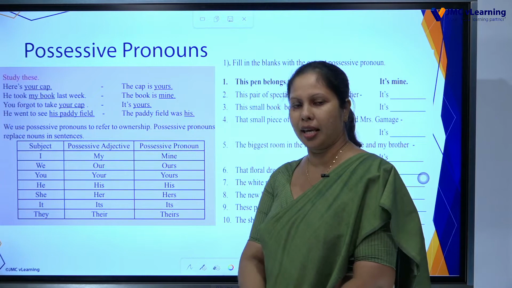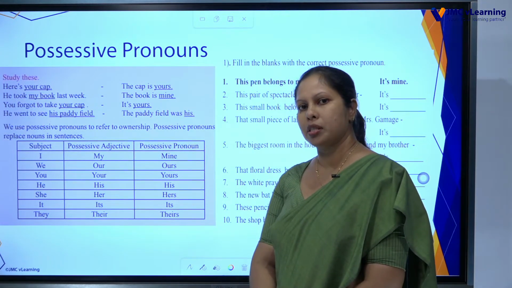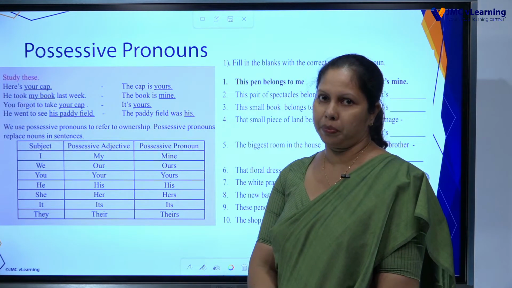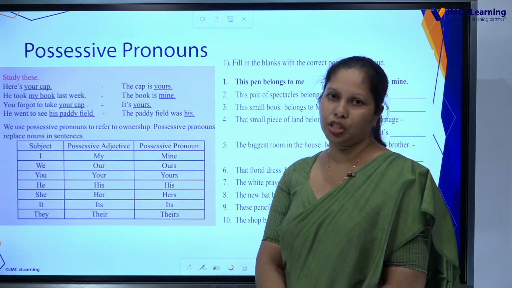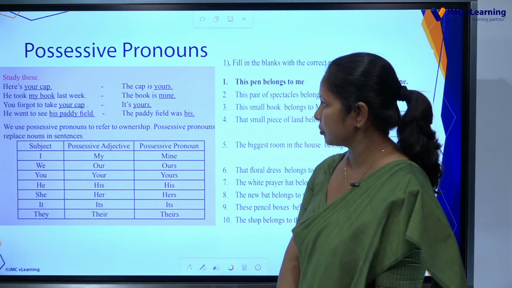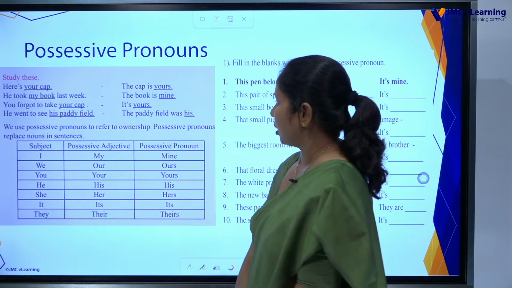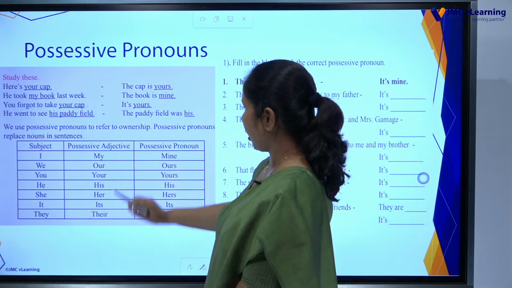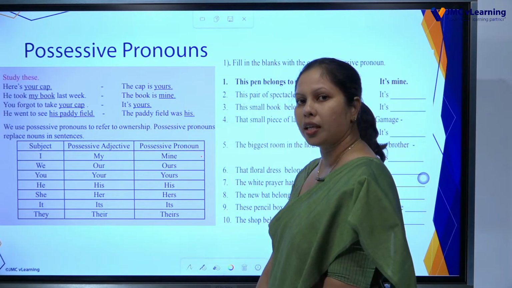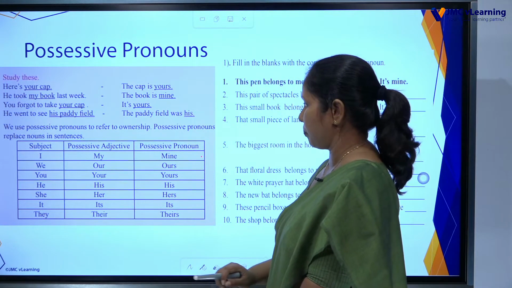Okay, our next activity is possessive pronouns. With possessive pronouns, you speak about the ownership, to whom it belongs. Here, the subject is I, the possessive adjective is my, and the pronoun is mine. This book is mine. So you speak about the ownership.